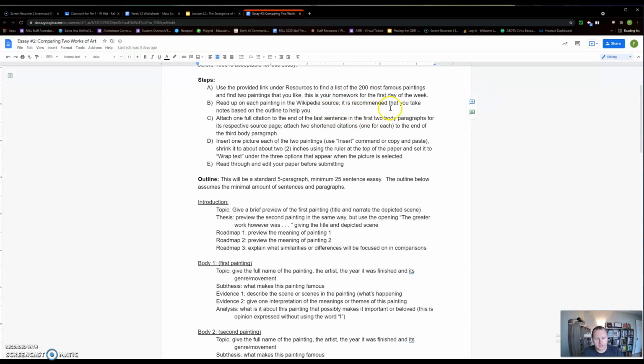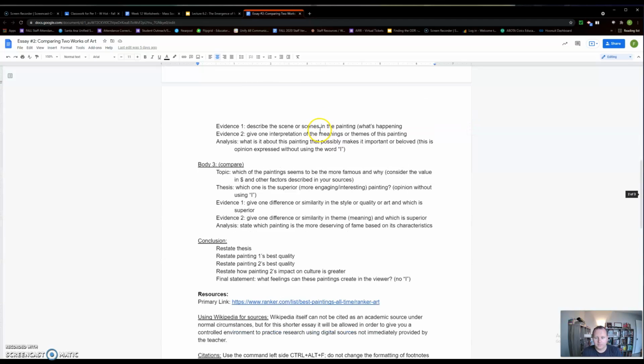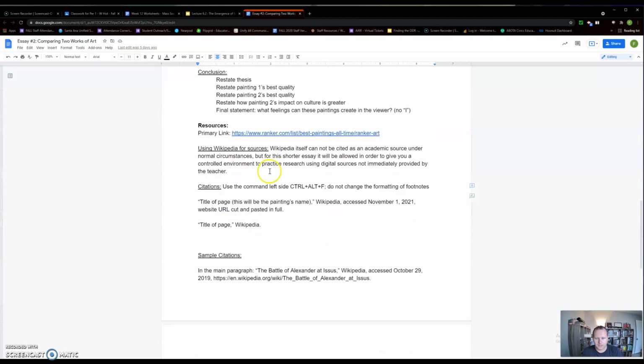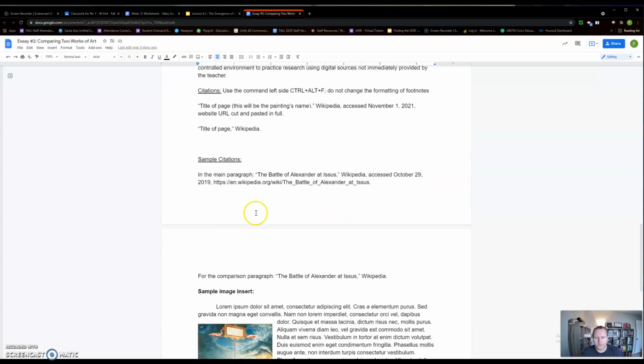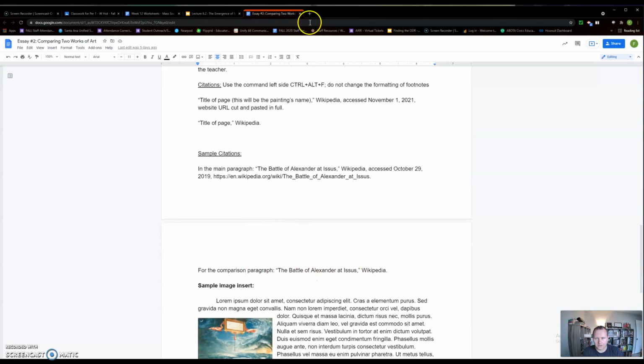So read up on each painting. Ignore the part where it says it's your homework. You should be doing this in class today or definitely the first part of Wednesday. Read up on each painting in Wikipedia. I do highly suggest that you take notes. You do need to make citations for the body paragraphs, and keep in mind the citation examples are explained down here, including a sample for the third paragraph.